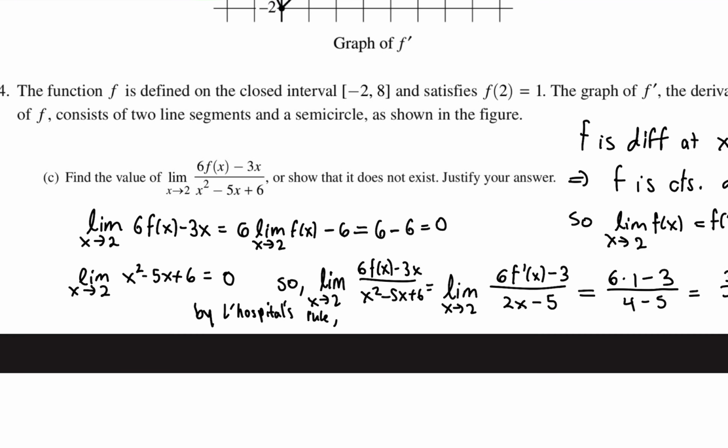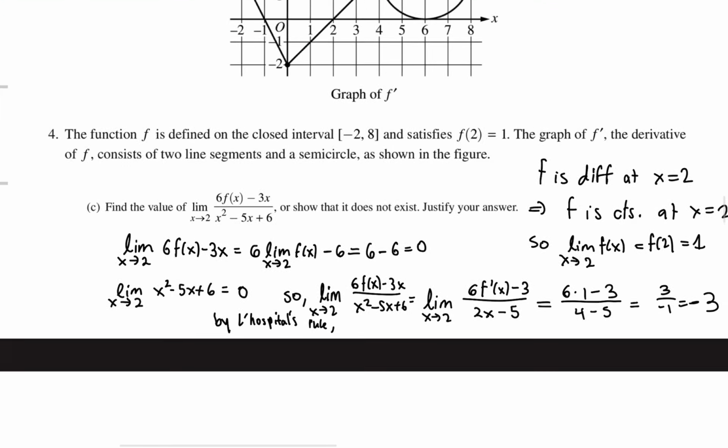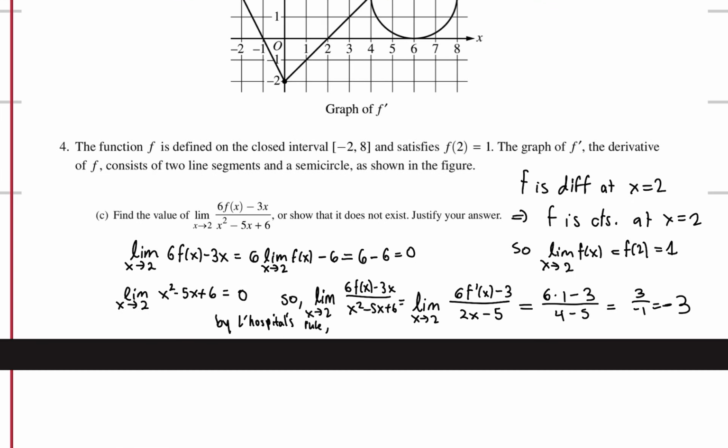Here is where rigor comes in. The rubric is pretty particular about this. In order to evaluate the limit of the numerator, we're just going to use our rules, right? And obviously we know the limit of minus 3x. So we need to find the limit as x approaches 2 of f of x. Now we know f of 2, but we don't know the limit, right?